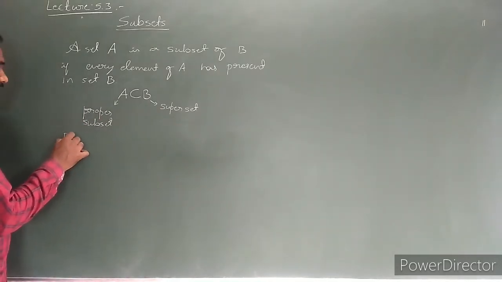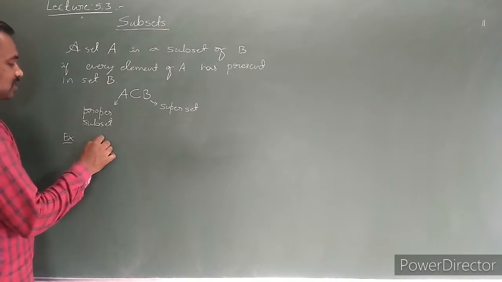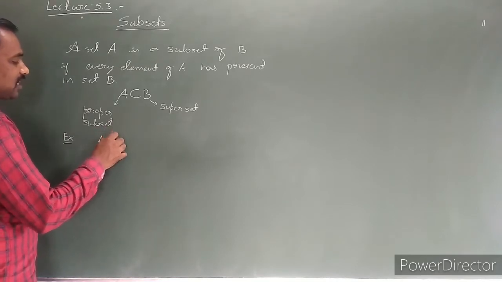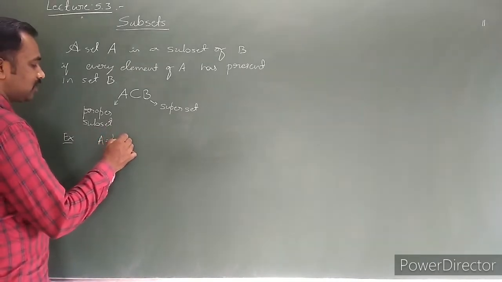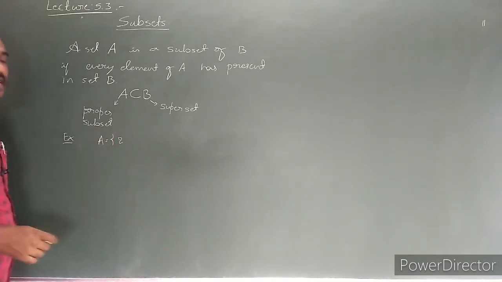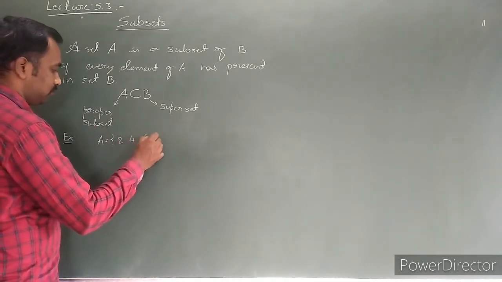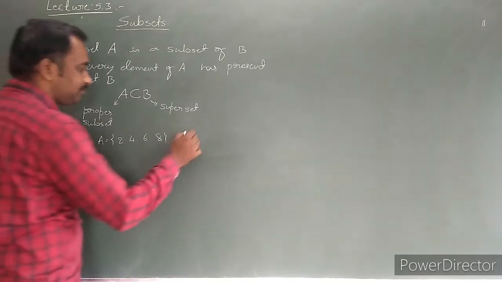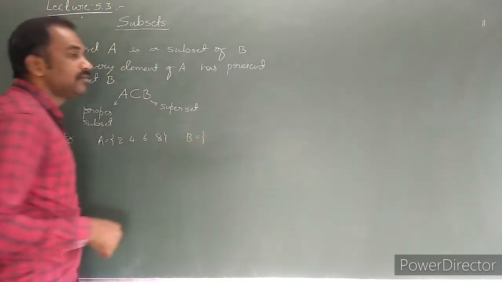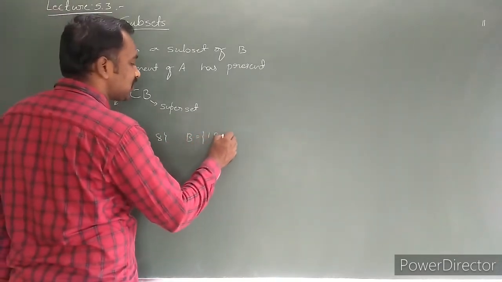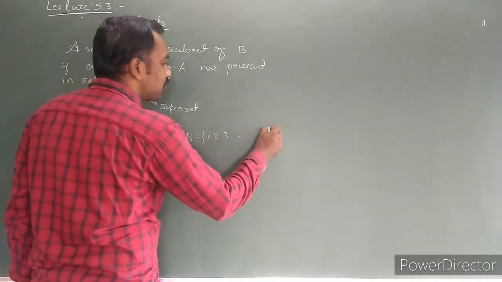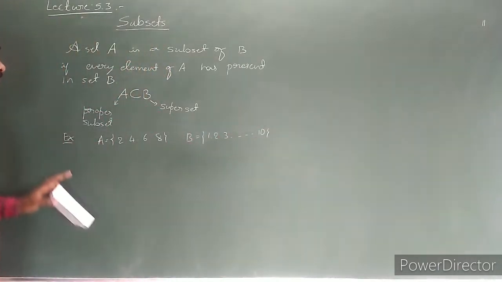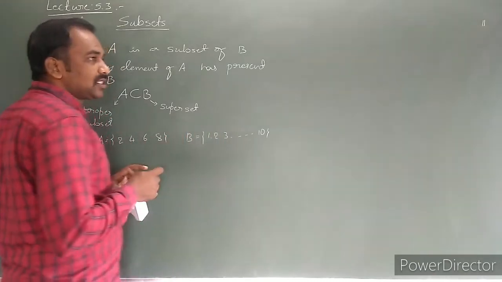Now, I will take an example. Suppose set A is even numbers less than 10: 2, 4, 6, 8. I consider the set B. The elements present in set B are 1, 2, 3, 4, 5, 6, up to 10. A and B are the two sets.